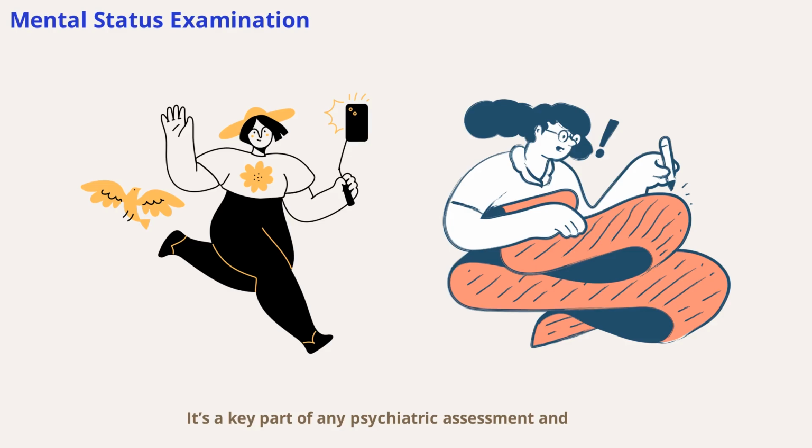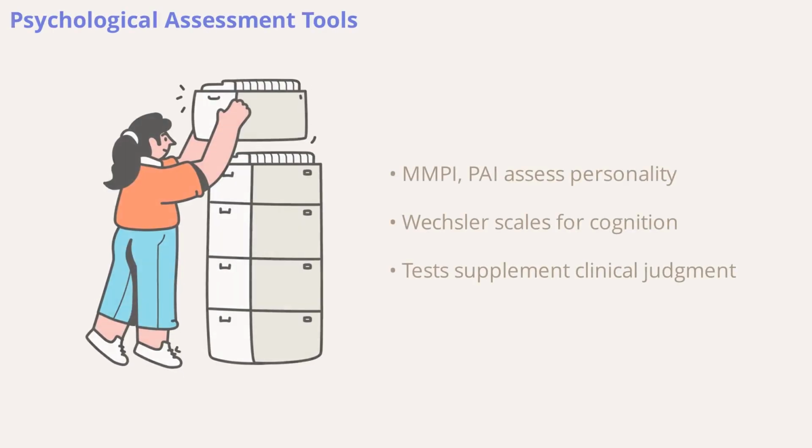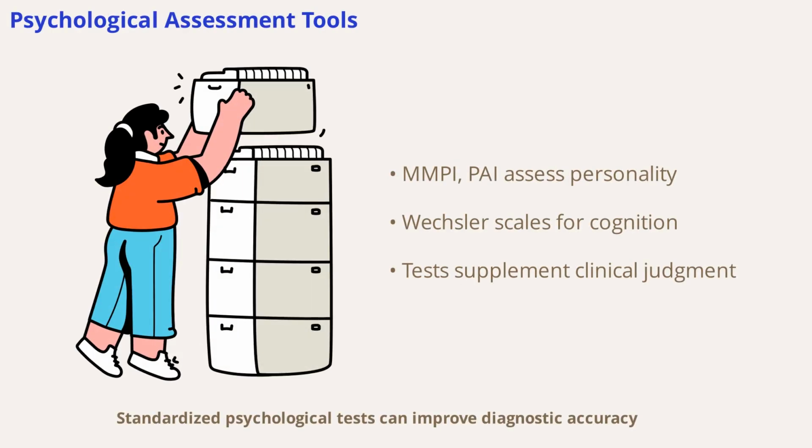It's a key part of any psychiatric assessment and is often supplemented by standardized tests for greater accuracy. Standardized psychological tests can improve diagnostic accuracy. Tools like the Minnesota Multiphasic Personality Inventory (MMPI), Millon Clinical Multiaxial Inventory, and Personality Assessment Inventory (PAI) help assess personality traits and symptoms. For intellectual assessment, the Wechsler scales are widely used, providing insights into cognitive strengths and weaknesses. Academic achievement tests and neuropsychological batteries further clarify areas of impairment, especially in complex cases. These tools are valuable, but interpretation always requires clinical expertise.